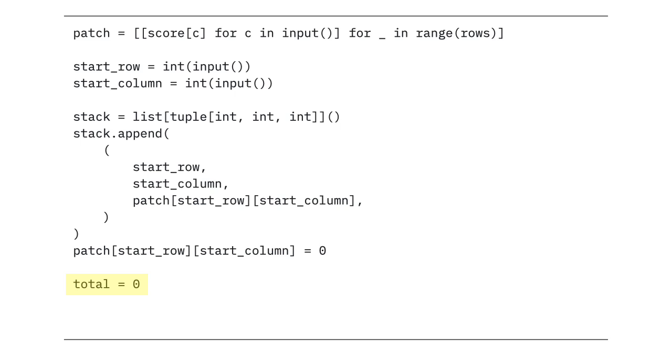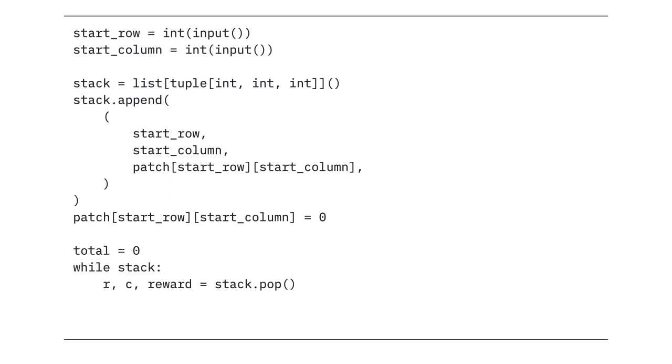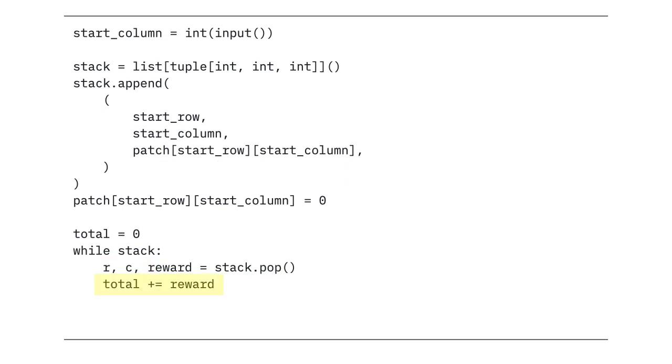Let's keep track of the money we collect. And we're ready to start. In Python, a list is a so-called truthy object. If we use a list as a Boolean expression as we do here, it is equivalent to false if it is empty and true if it contains any elements. So here we're effectively starting a loop that will continue as long as there are any elements on the stack. Inside the loop, we can pop the row, column, and reward associated with whichever pumpkin is at the top of the stack. Collect the reward, of course.